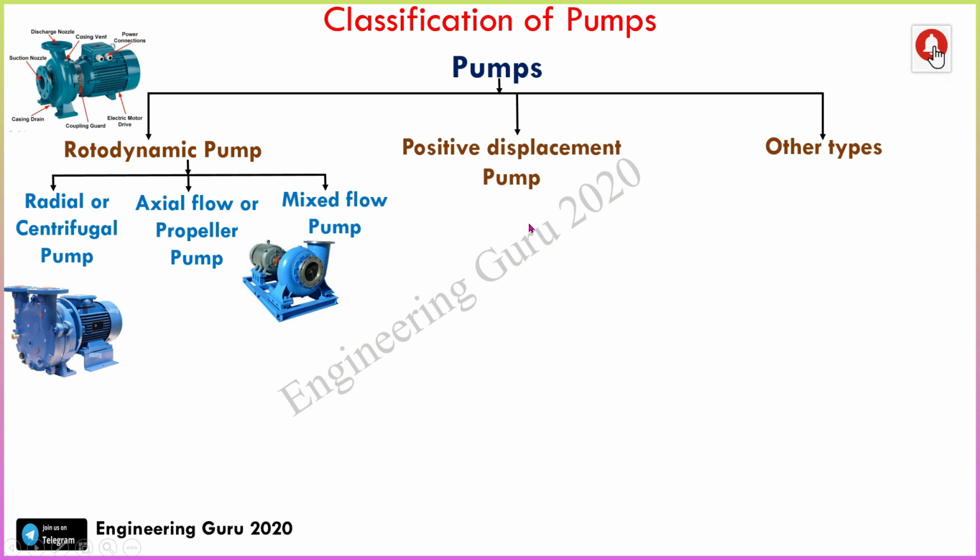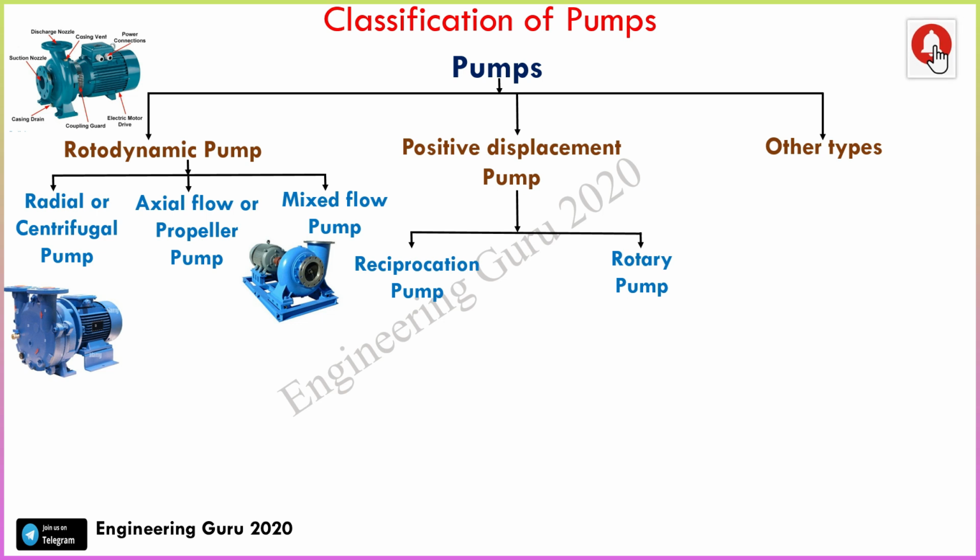Now next one, that is positive displacement pump. In a positive displacement pump, a small quantity of liquid is taken inside the pump and it is positively displaced on the delivery side under pressure. The liquid inside the positive displacement pump may be subject either to a reciprocating motion or rotary motion. So that's why it is divided into two types, reciprocating pump and rotary pump.